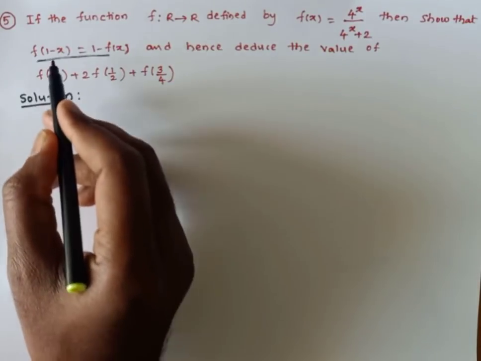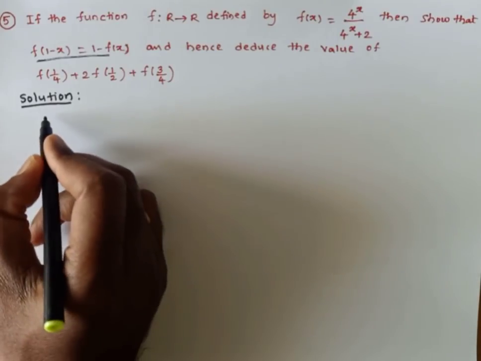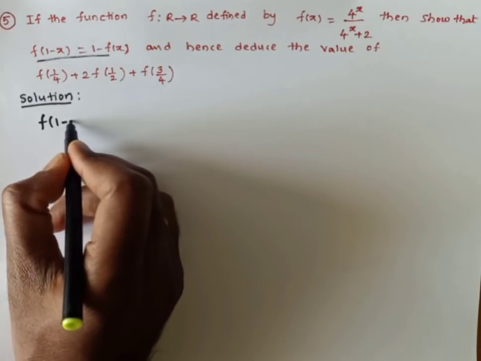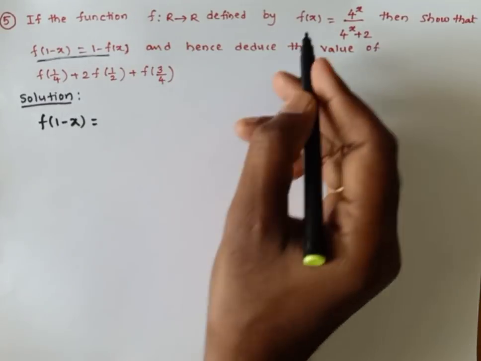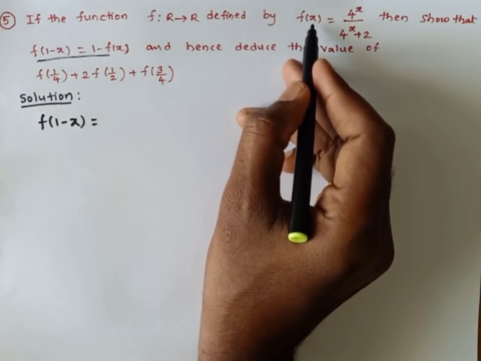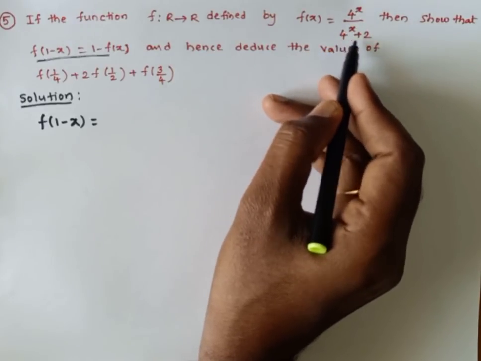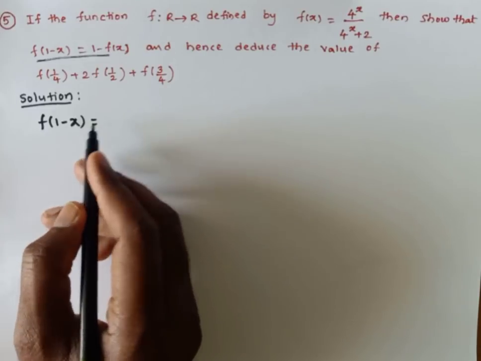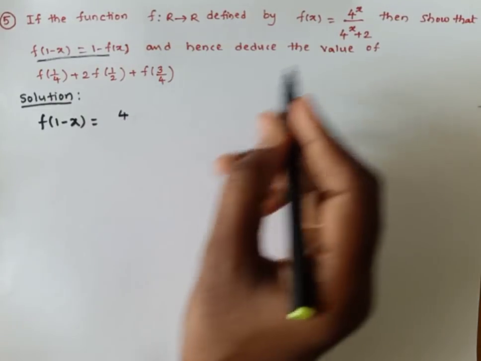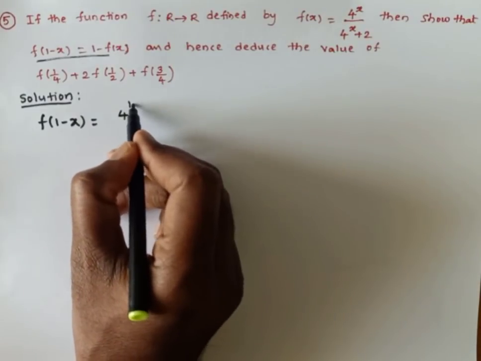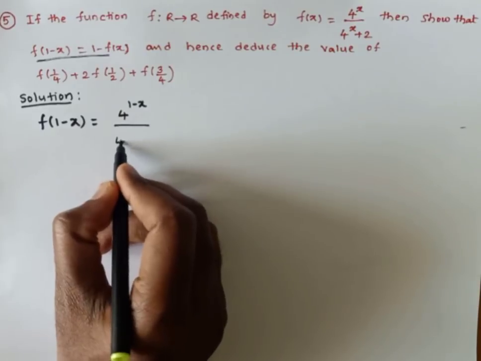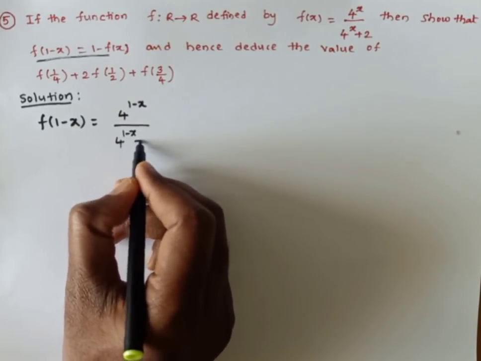Now here, f of 1 minus x equals 1 minus f of x. So let us consider the left hand side, that is f of 1 minus x. We have f of x, right? So here f of x is nothing but 4 to the power of x by 4 to the power of x plus 2. If it is 1 minus x, then what happens? Just replace x with 1 minus x, so that it is 4 to the power of 1 minus x divided by 4 to the power of 1 minus x plus 2.